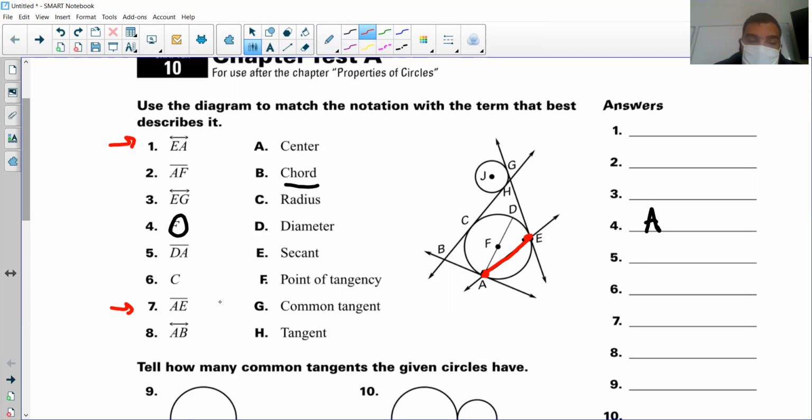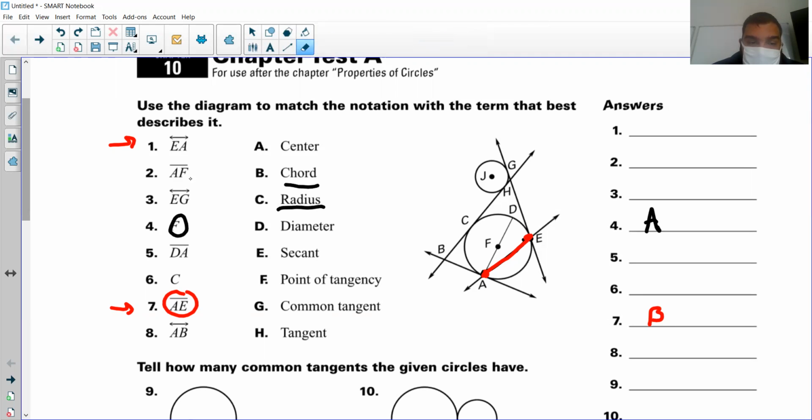So it's only inside the circle. It must be a line segment. Here, it has arrows on it, and because of the arrows, that means it goes past, outside. A chord is only on the inside. So number 7 is my chord. So that's B.